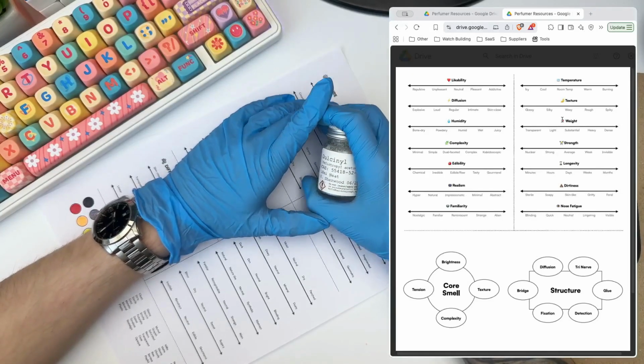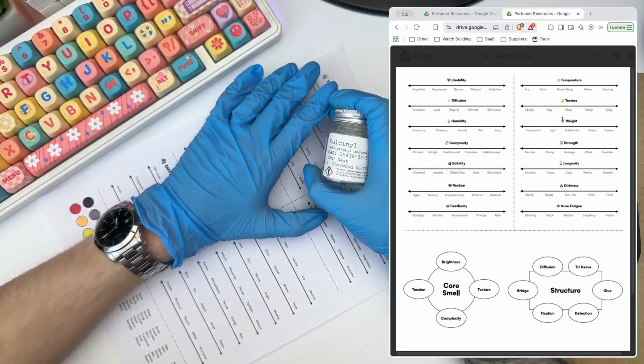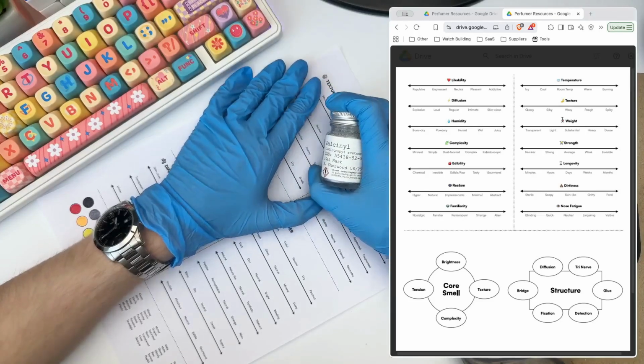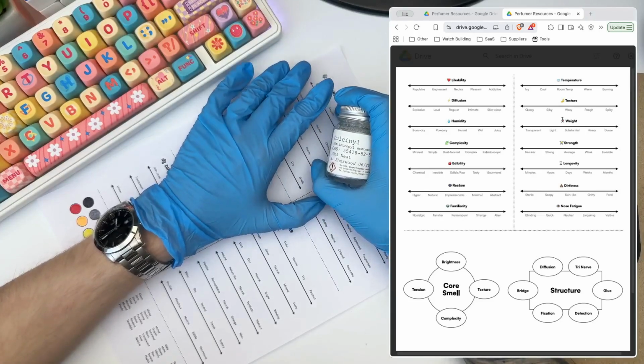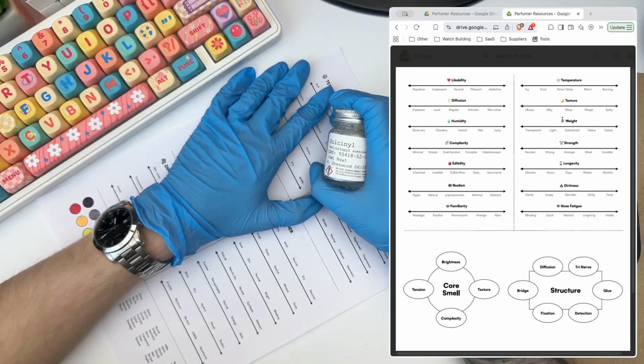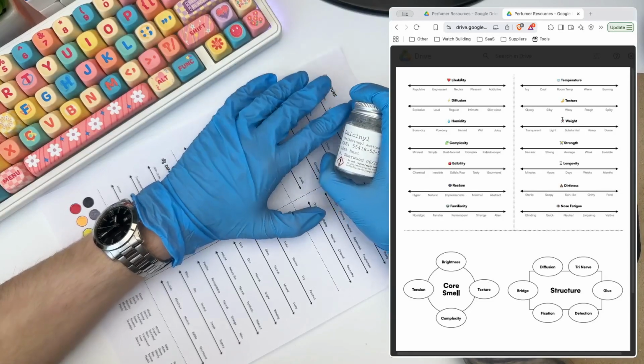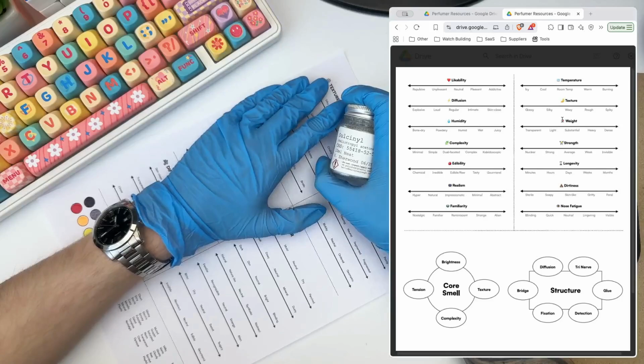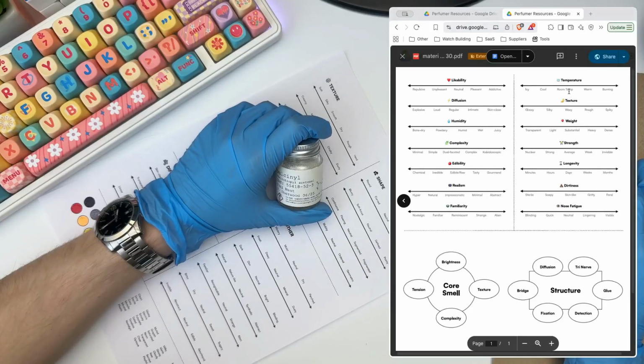I thought it's an interesting thing to include because some materials are similar, for example, tonka bean and coumarin, but coumarin is a very minimal and simple smell compared to tonka bean, which is complex and kaleidoscopic. I think most of these spectrums you can see here are self-explanatory.